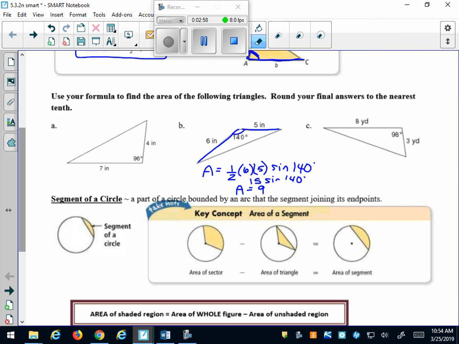9.6. Some of you guys have to pay attention to how you're rounding things. On your tests, there was a lot of people that didn't pay attention to that. Okay, so since it's area, it's square inches.